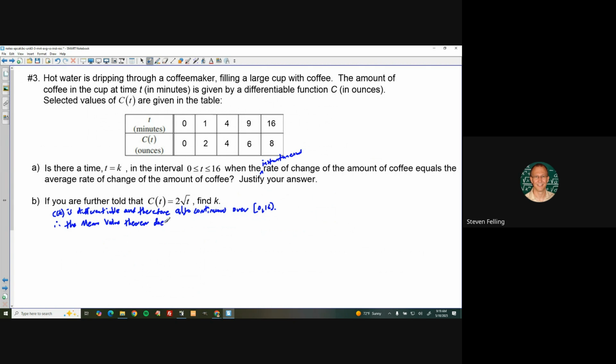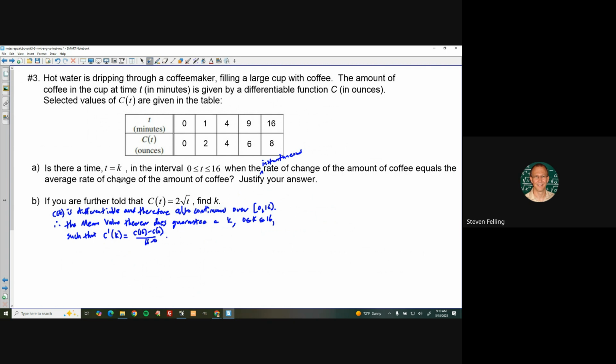does guarantee a k, where k is between 0 and 16, such that the derivative at k, the derivative of this function, so actually this is the c function, that the derivative of c at time k is equal to the average rate of change, which would be c of 16 minus c of 0 over 16 minus 0.